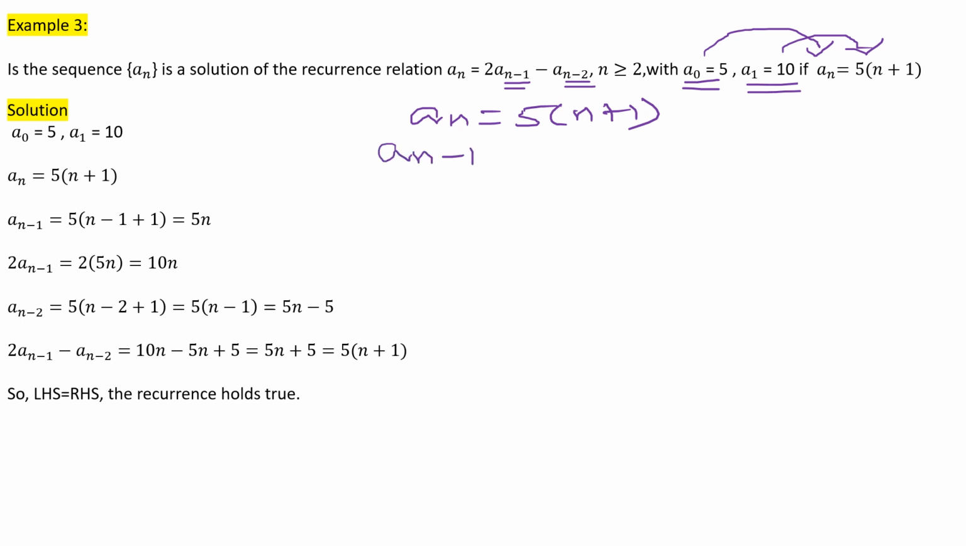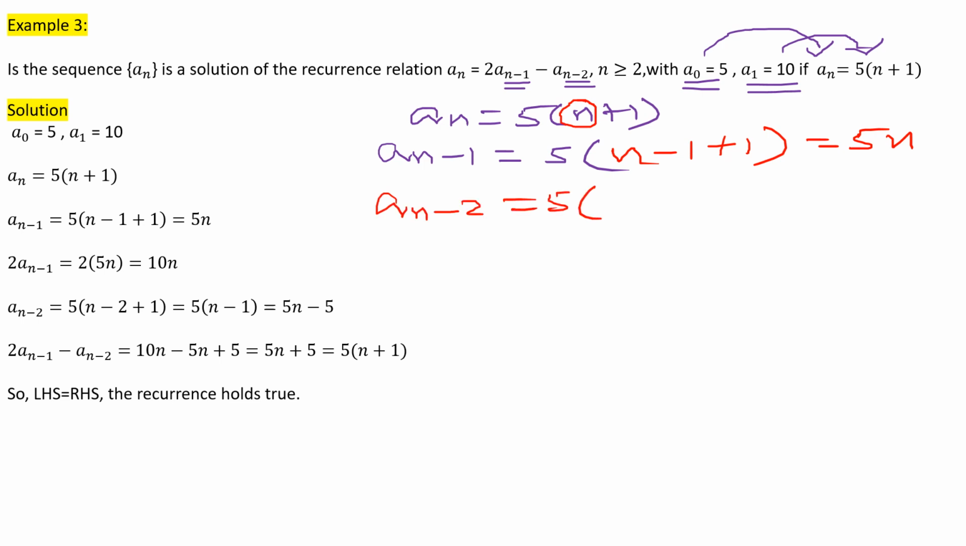So as usual, a_{n-1} is nothing but 5 times, replace this n by n minus 1. So we have n minus 1, but remember there is already plus 1. If you simplify, this is equal to 5n. Then for a_{n-2}, we do the same thing. 5 multiplied by replace n by n minus 2 plus 1. So this will give you 5 times (n minus 1). By expanding this, you will get 5n minus 5. Okay, now take this whole thing.